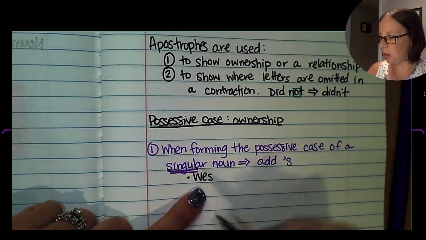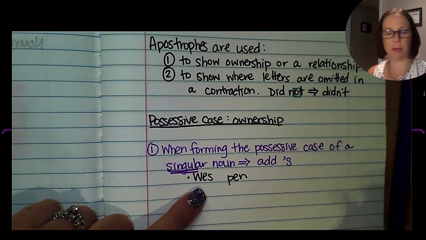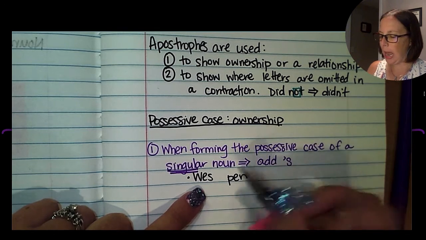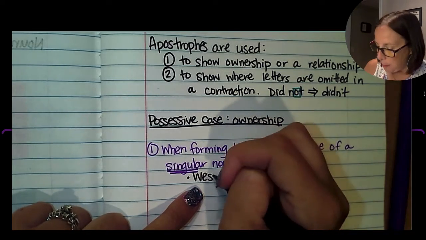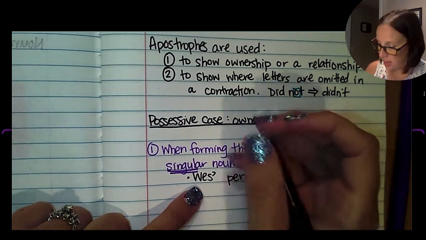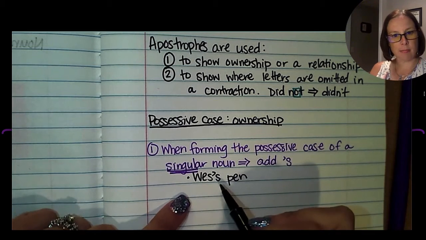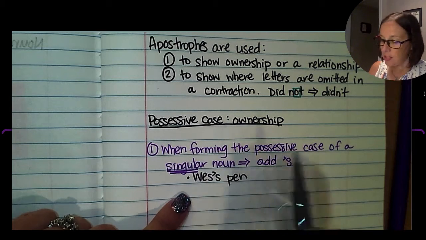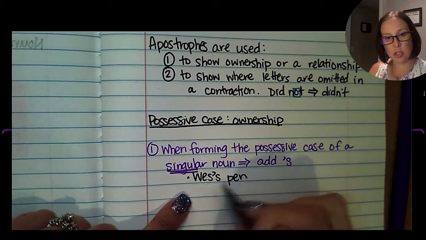So if I want to talk about Wes's pen, he owns it. He bought it with his own money. So it's Wes's pen. I need to turn this into a possessive. Because there's only one Wes, I'm putting an apostrophe S. Now, does this look silly? S apostrophe S? Yes. But there's only one Wes. So this is the case no matter what.